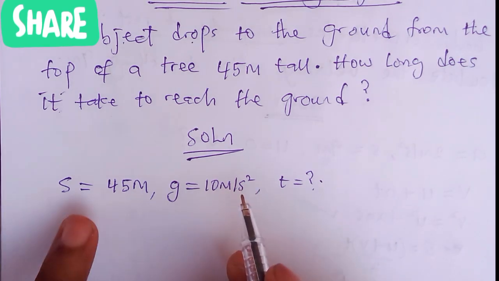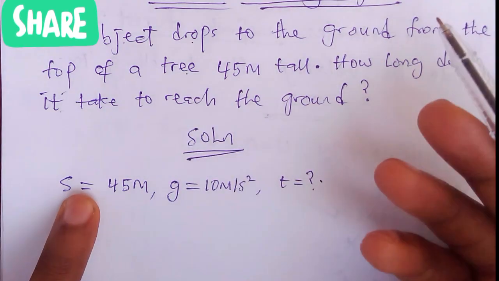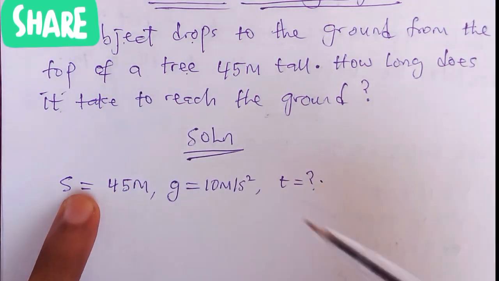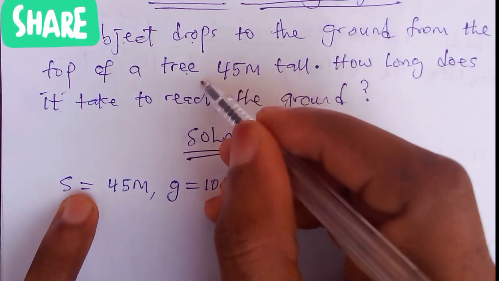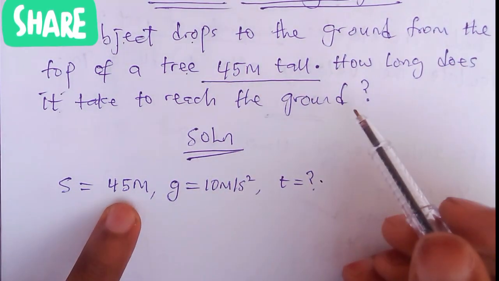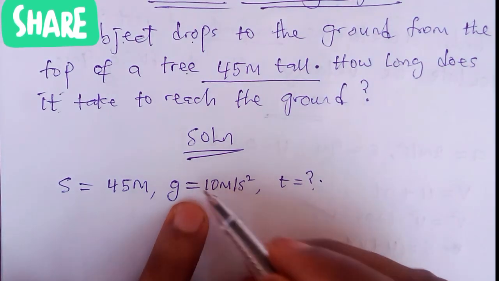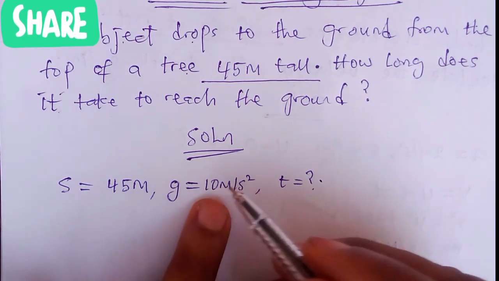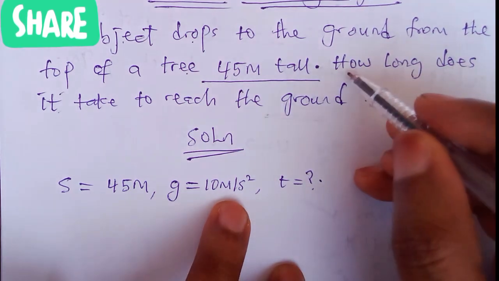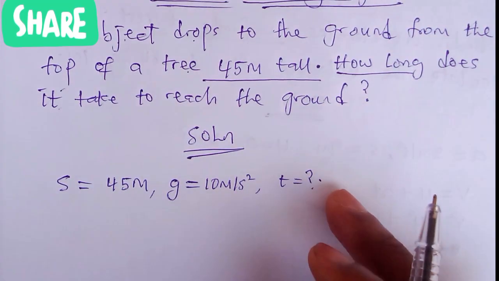From the question here, we are going to have x, which is the distance or the height of the place where the object dropped from, and it was given to us as 45 meter tall, just x equal to 45. And since the object is falling, we have g, which is the acceleration due to gravity, as 10 meter per second squared. Then we're looking for how long, which is time. How long does it take to reach the ground?